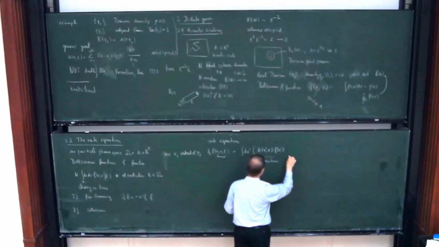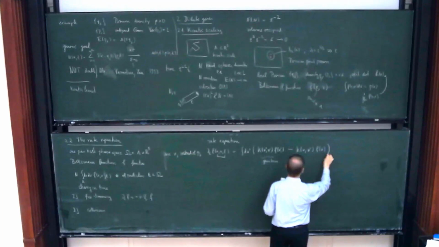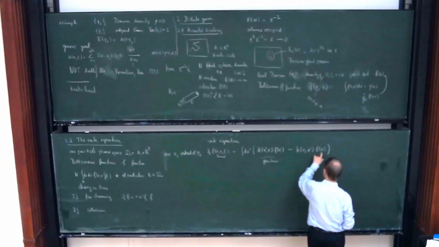Okay. And then there will be the corresponding loss term, where I have to interchange the arguments of these things. So this tells me if I'm in velocity v, how much I'm going to lose in transitions from v to v prime.